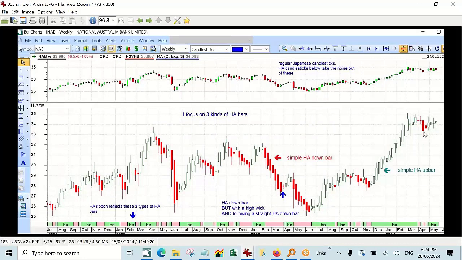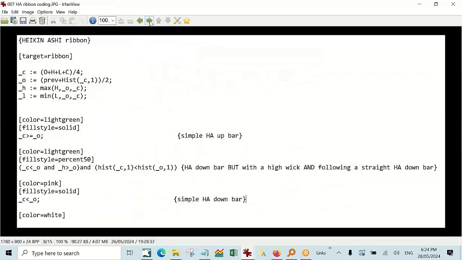So that's the formula for these Heikin Ashi candlesticks. Looking a little bit more closely at the ribbon, here's the formula for the ribbon. I've defined the Heikin Ashi candlesticks. Then the ribbon formula is Heikin Ashi close above Heikin Ashi open, light green, simple up bar. Light green, 50% light green.